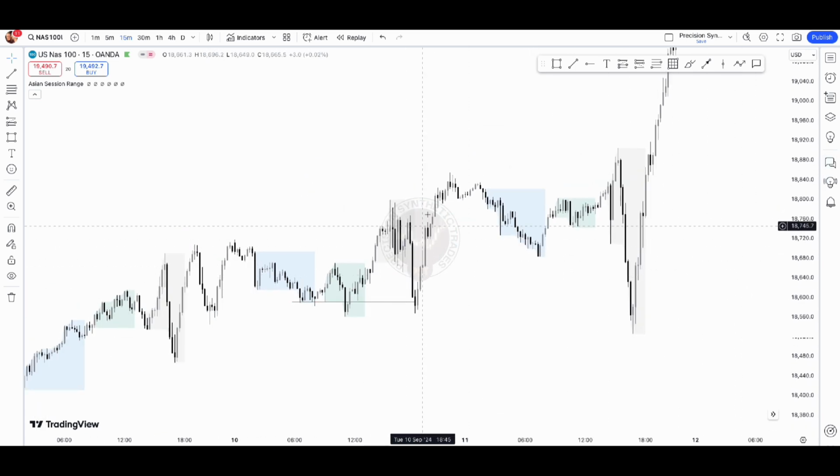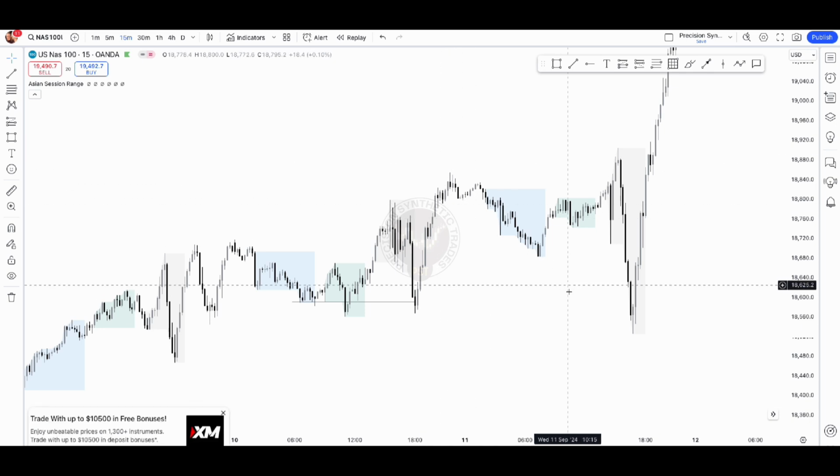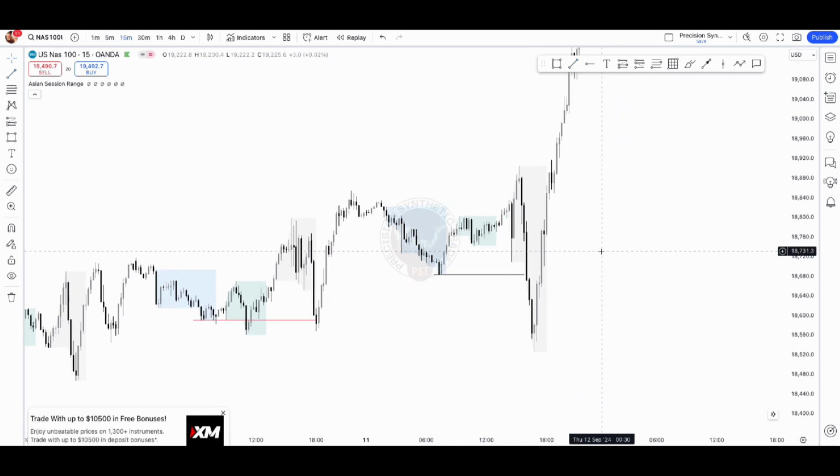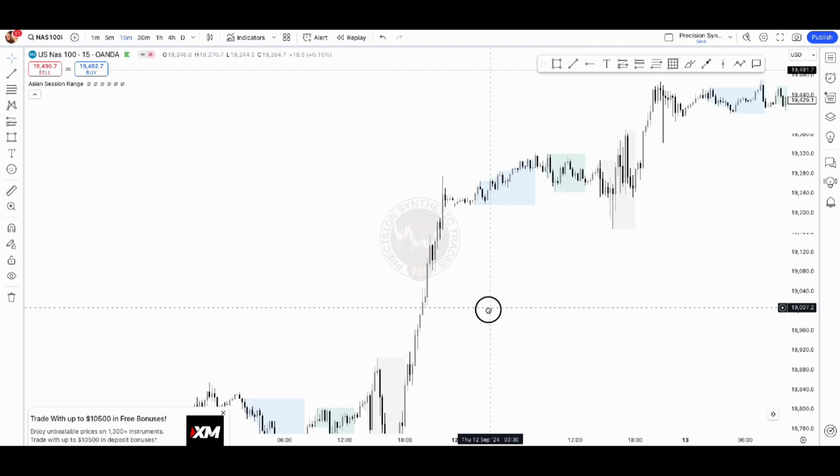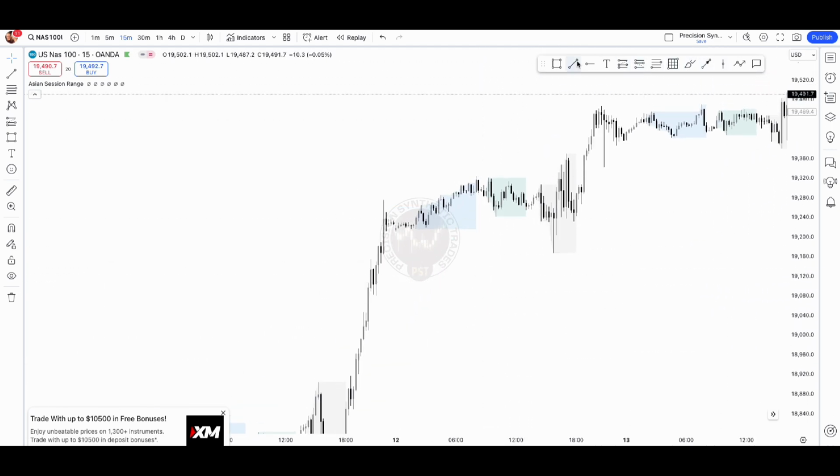You can see we're making higher highs, higher lows, higher highs, lower highs, sorry. Now, because we are in an uptrend, we need our lows for the Asian range to be taken out. It's been taken out here. As you can see, big up move. And then we are still in a bullish market.